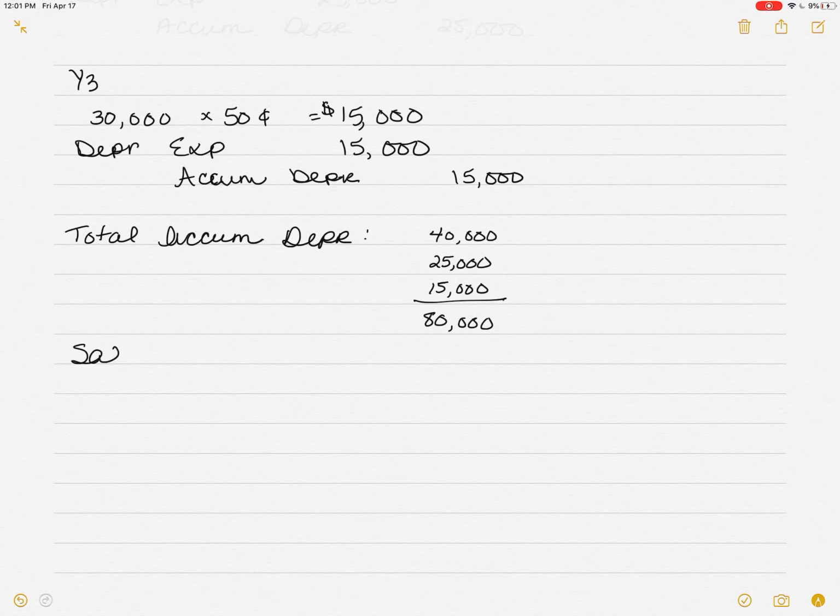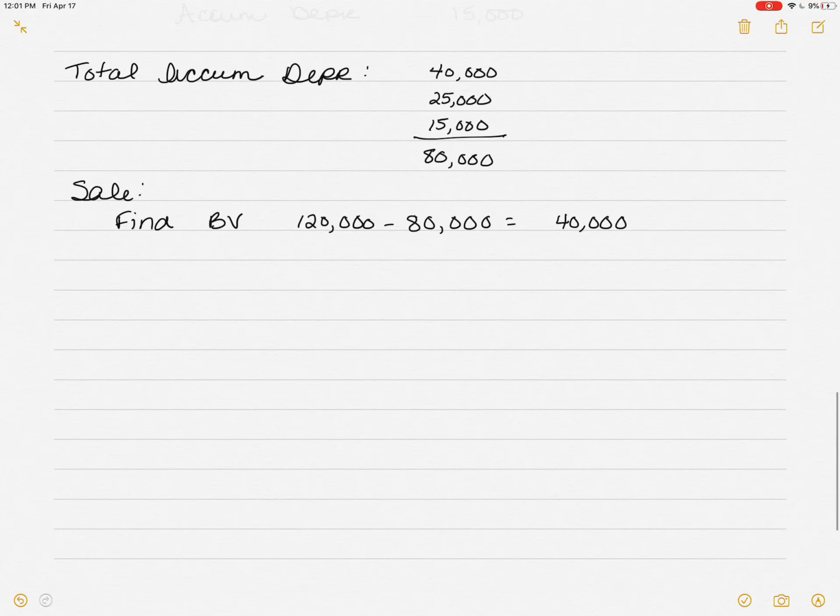When I go to record the sale, first thing I'm going to do is find that book value, so I can compare that to the amount of cash received. Your book value again is cost minus my accumulated depreciation that I just figured out. So my book value is 40,000.